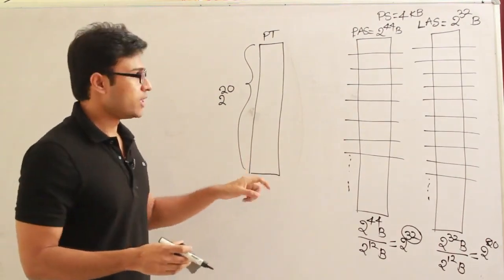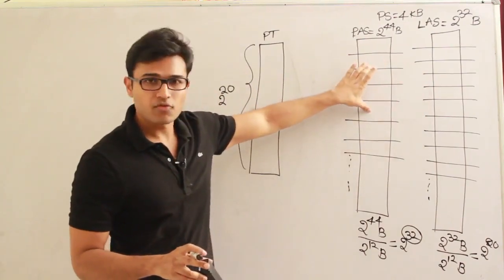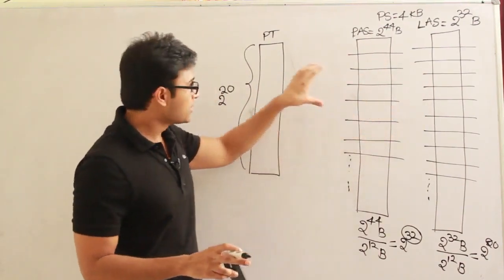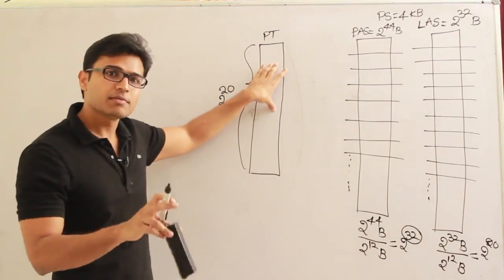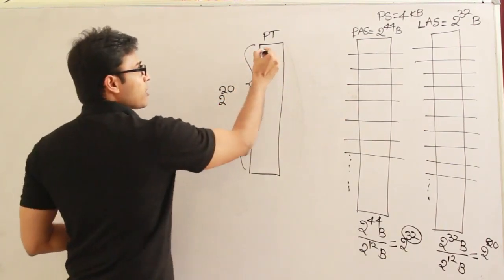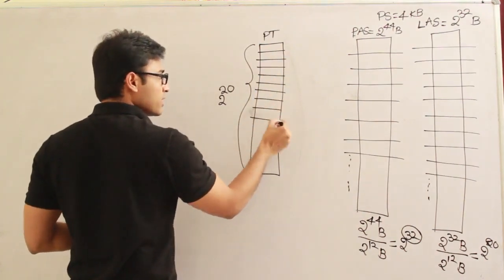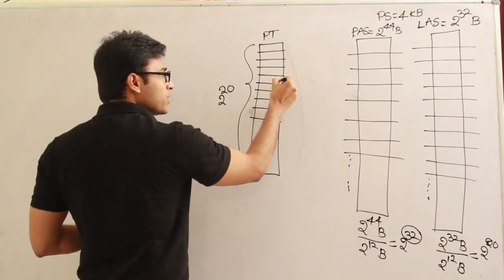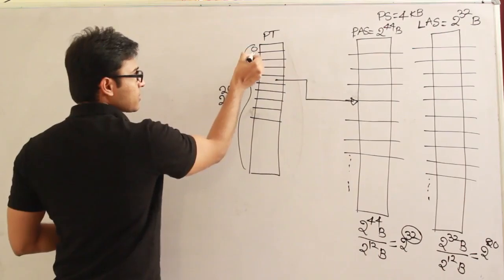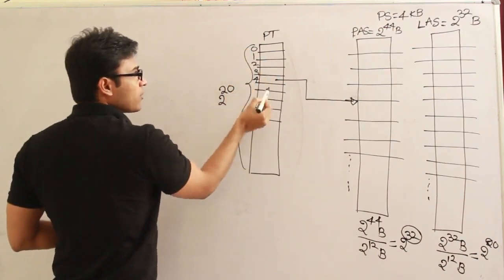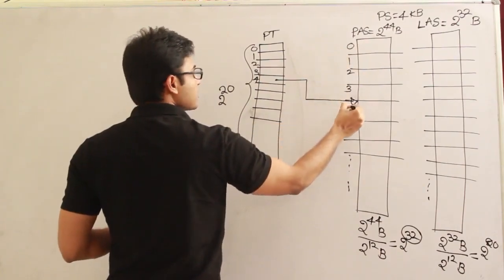Are you following it? The process is having 2 power 20 pages, and all these pages can be loaded in the frames anywhere in main memory. Now this table should show at what location each page is present, right? Therefore the number of entries in this page table is going to be equal to 2 power 20, and each entry is going to point to a main memory frame, saying that, let us say this is page number 0, 1, 2, 3, 4. Page number 4 is going to be present in frame number 0, 1, 2, 3, 4, something like this.